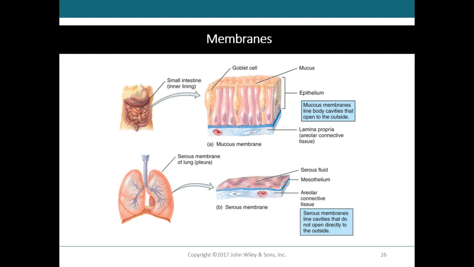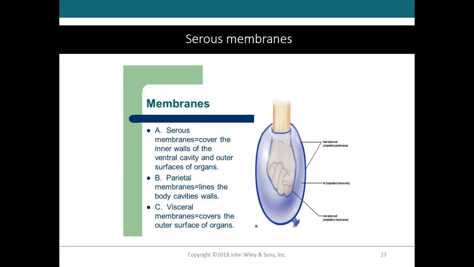So serous membranes, remember, line cavities not open directly to the outside. We can further subdivide those serous membranes into two layers. So think for just a moment about putting your hand into an inflated balloon. Here you can see where the balloon is tied. So we're just shoving our fist down into the balloon. Part of that balloon is going to line your fist, and part of that balloon is going to be out here on the outside of the balloon wall, and then there's a space between. So that's the same idea with the serous membranes.